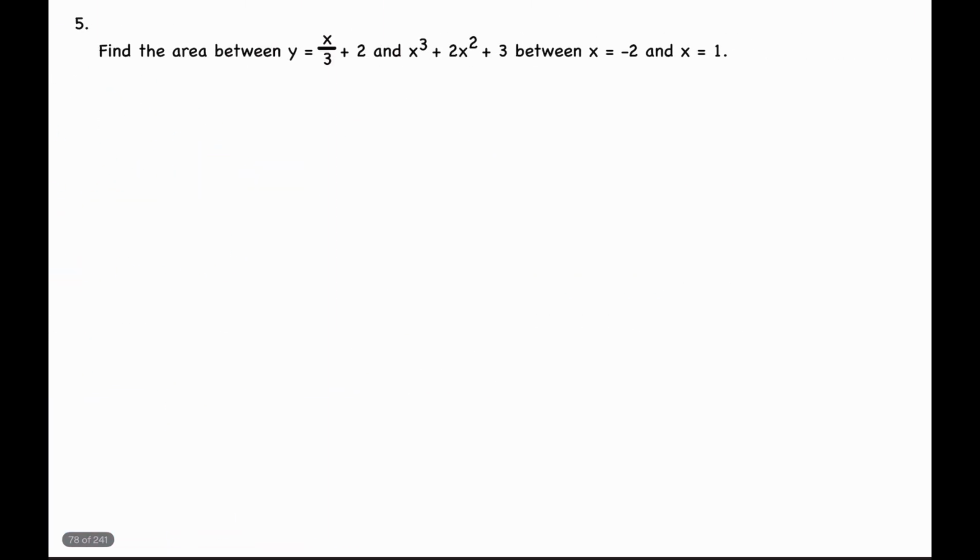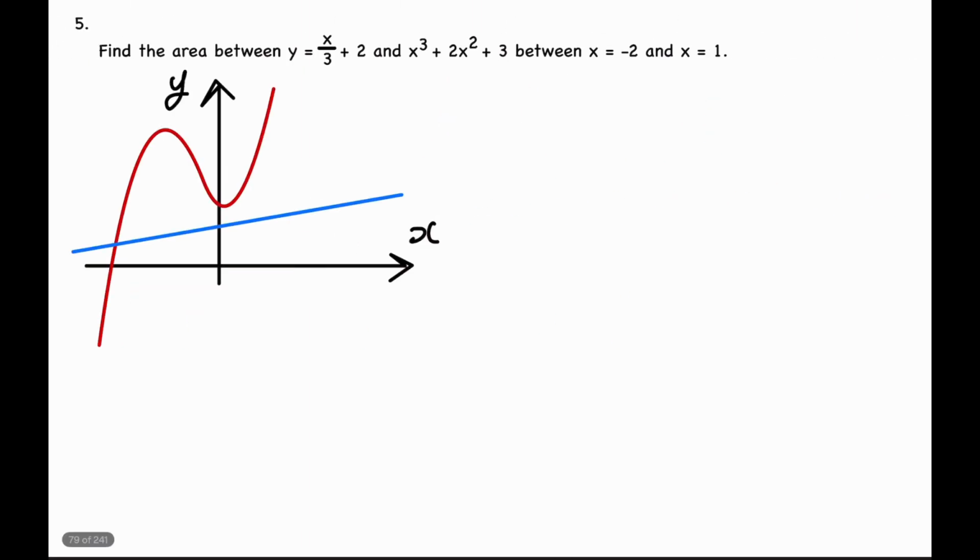So now let's move on to a question where we can apply this. And the question is asking, find the area between y is equal to x over 3 plus 2 and y is equal to x cubed plus 2x squared plus 3. And we're trying to find the area between the two curves between x is equal to minus 2 and x is equal to 1. So first, let's draw this out.